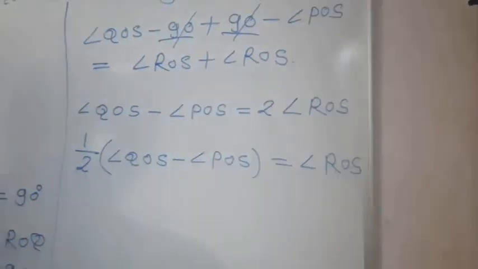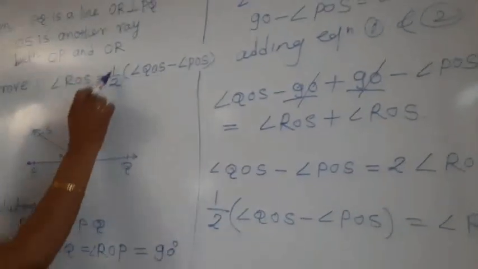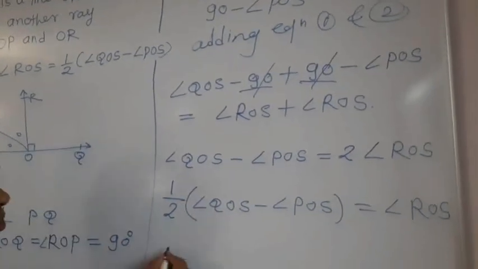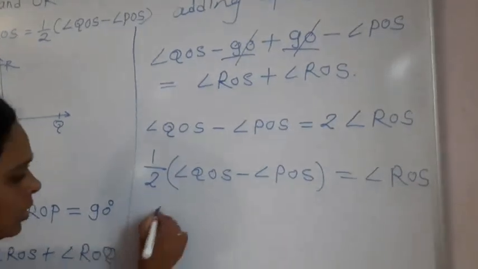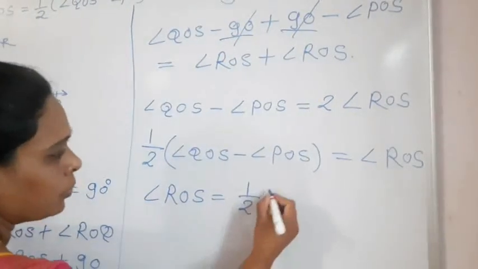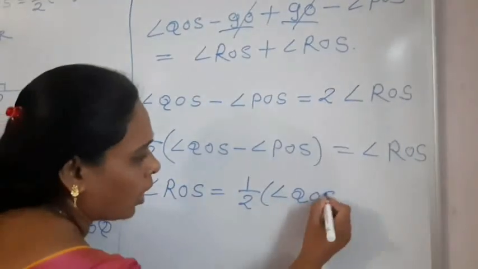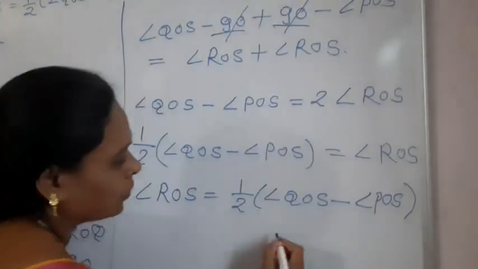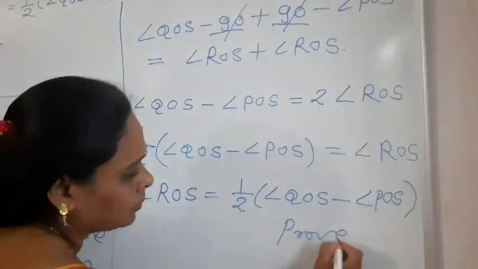Same thing you have to prove here. Check it. ROS is equal to 1 by 2 QOS minus POS. You can shift the side also. Just write down this side here. ROS is equal to 1 by 2 angle QOS minus angle POS. That is the proof.